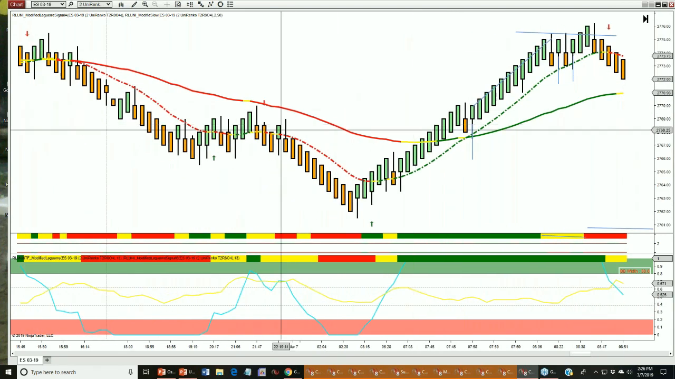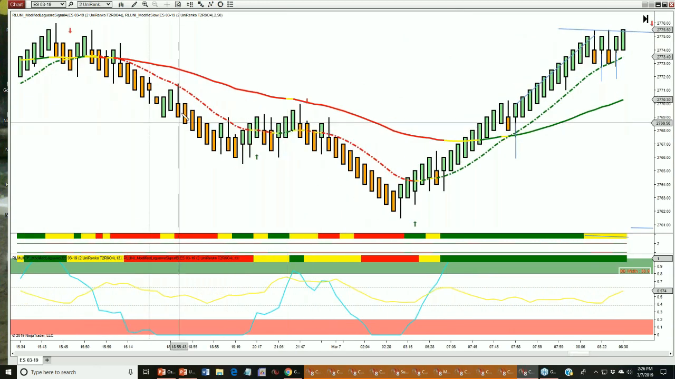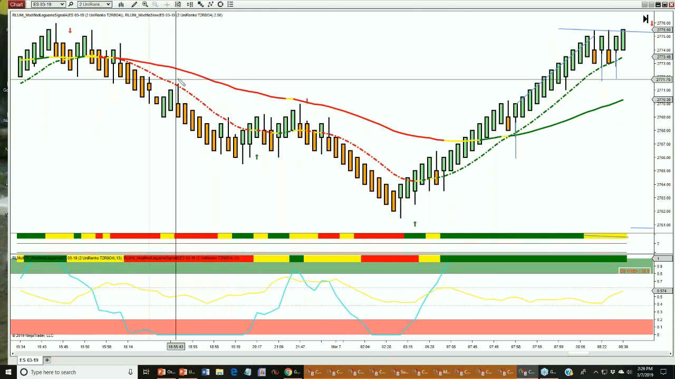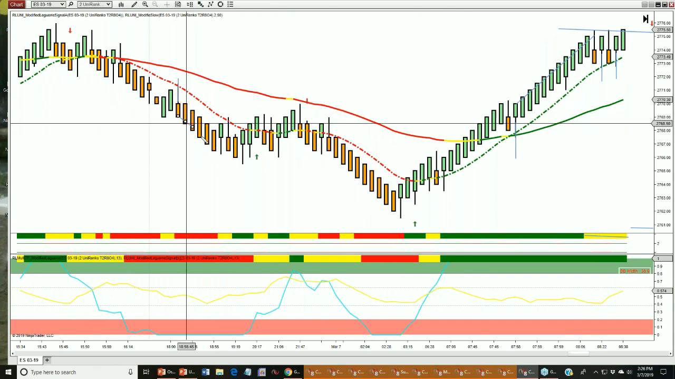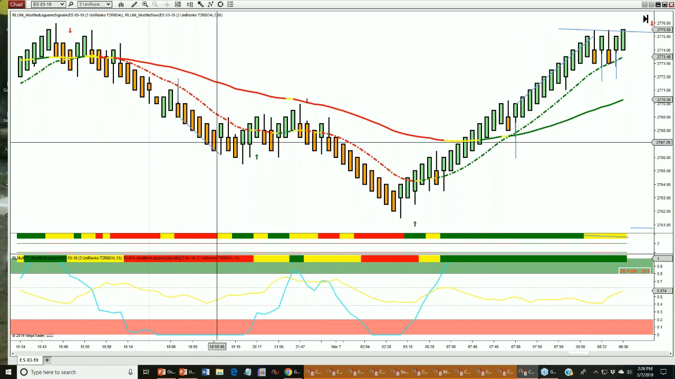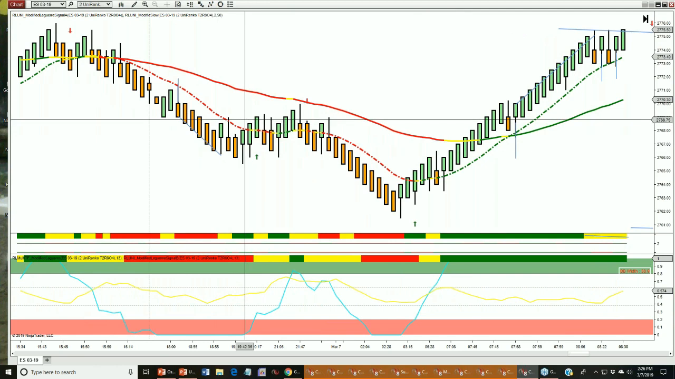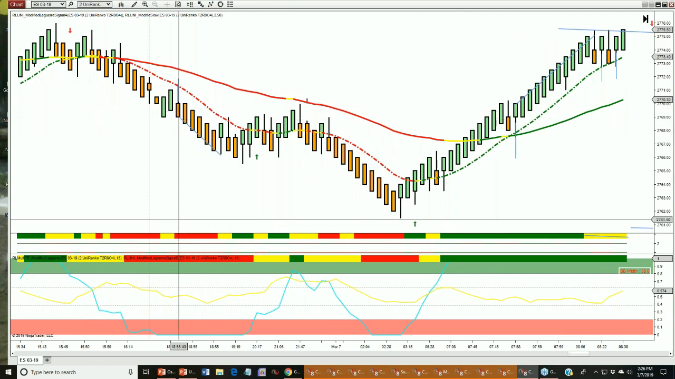Here to the short side, you don't have a trade. Right here, perfect short, and down. So all we're doing here is combining the multi-time frame assessment of order flow.